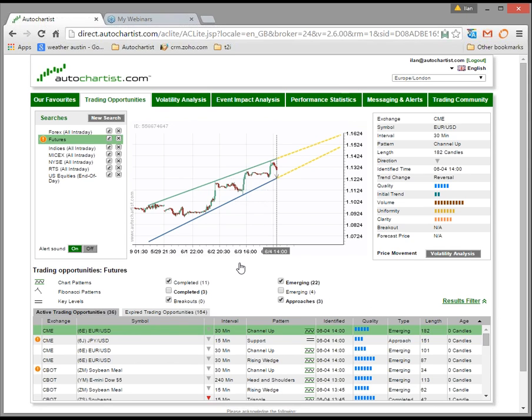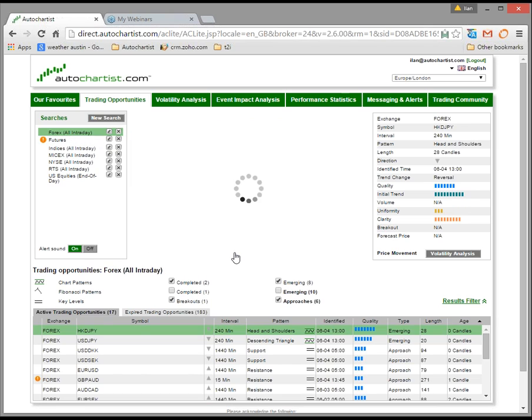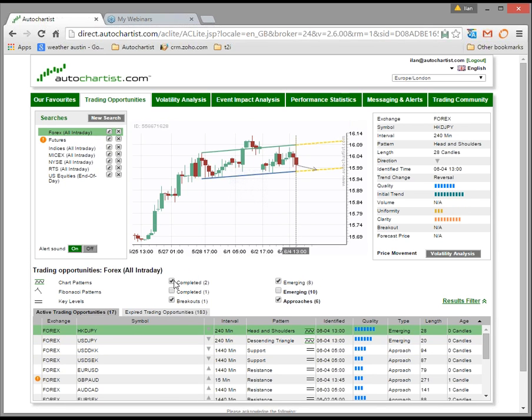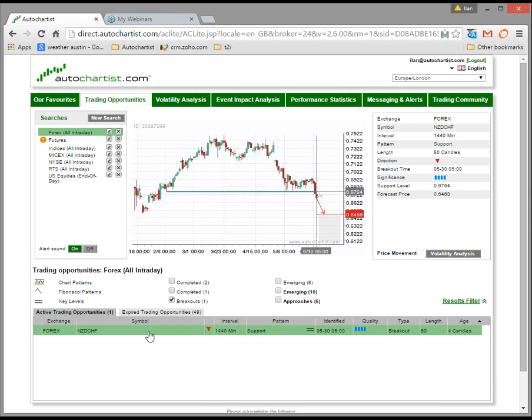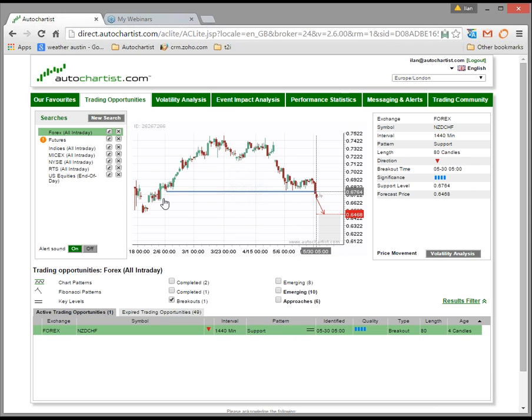And then the last type of patterns that I want to identify, and I see we don't have any breakout key levels here. We do have some approaching. Let me switch to maybe Forex and see if there are any. We do have some breakout key levels. Let me find the breakout key level we have right now on the market. Okay, so we have a breakout key level on New Zealand dollar, Swiss franc right now, and you can see it quite clearly. This is a support level, right?